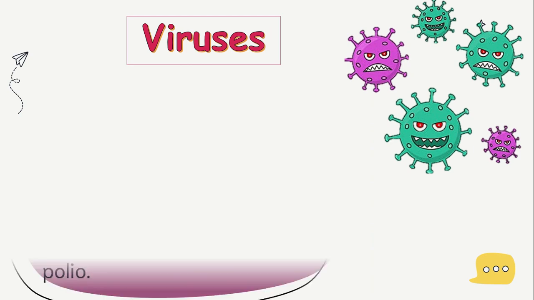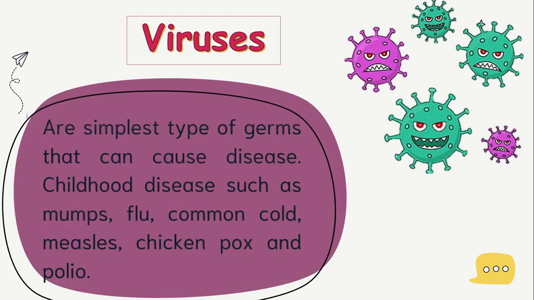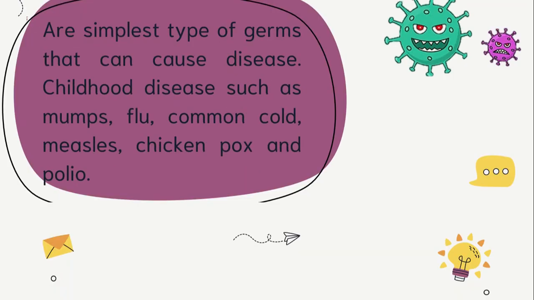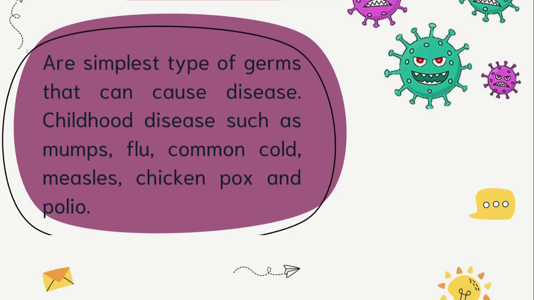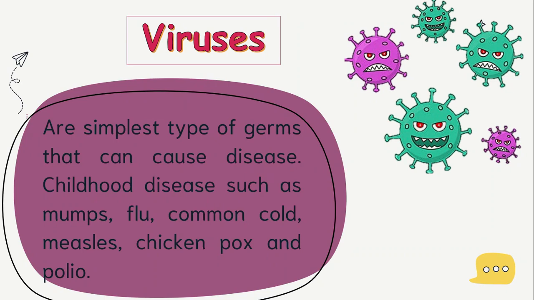The first one is the viruses. They are the simplest type of germs that can cause disease. And it will be childhood diseases such as mumps, flu, common cold, measles, chickenpox, and polio. So, viruses. Here, viruses include the COVID-19. COVID-19 is a kind of virus, and we all know how it can affect us, no? Or what would be the effect of COVID-19. It really kills many people.